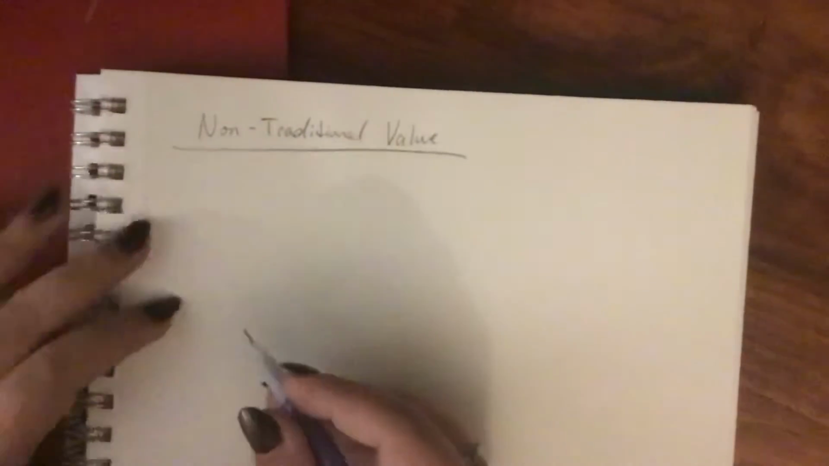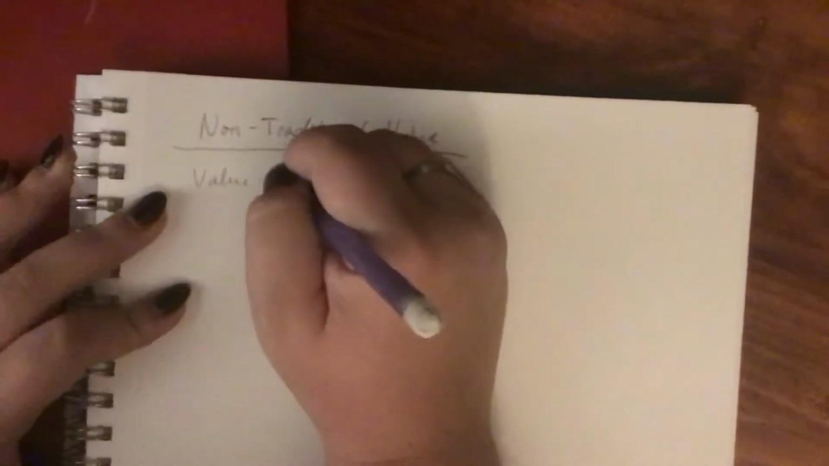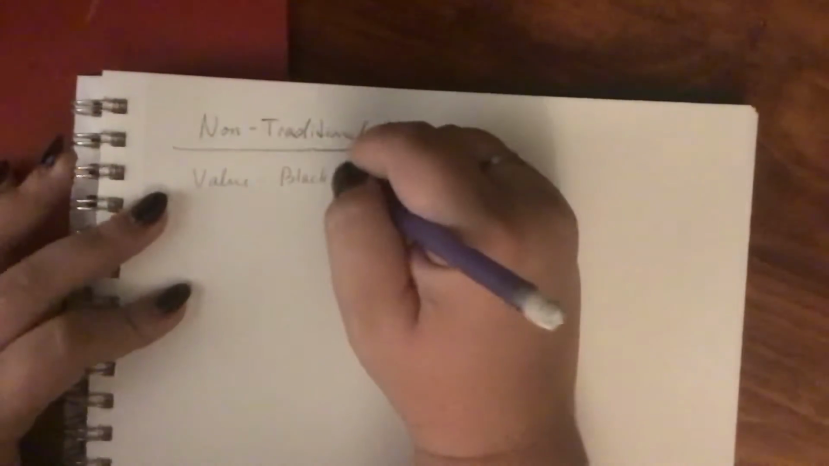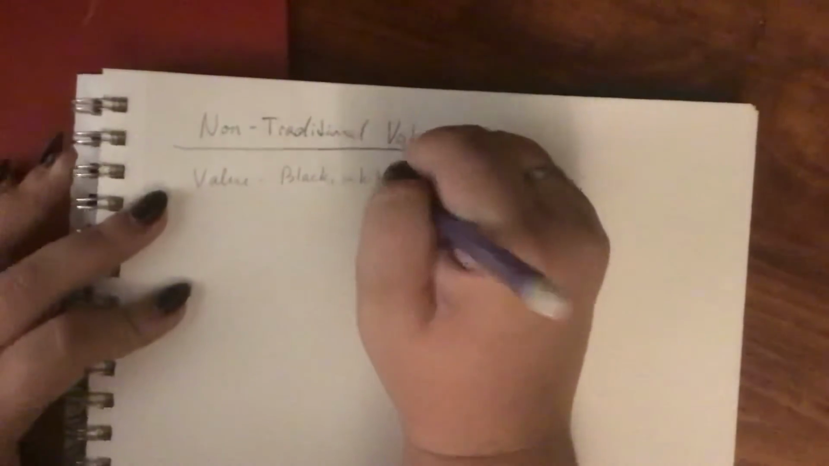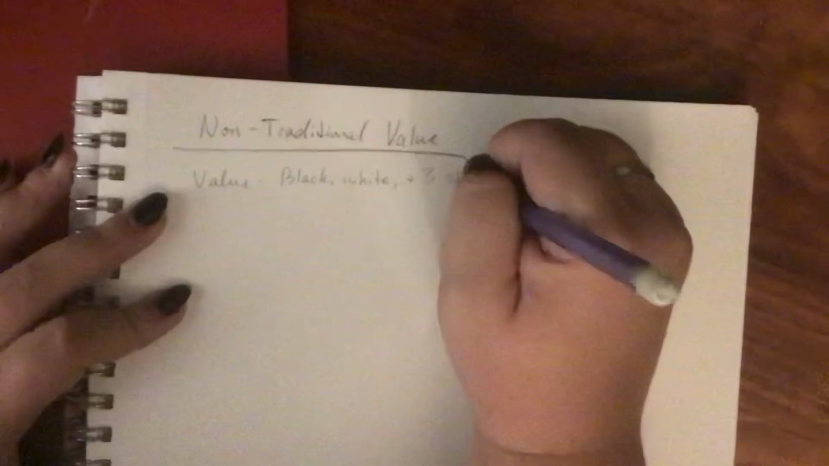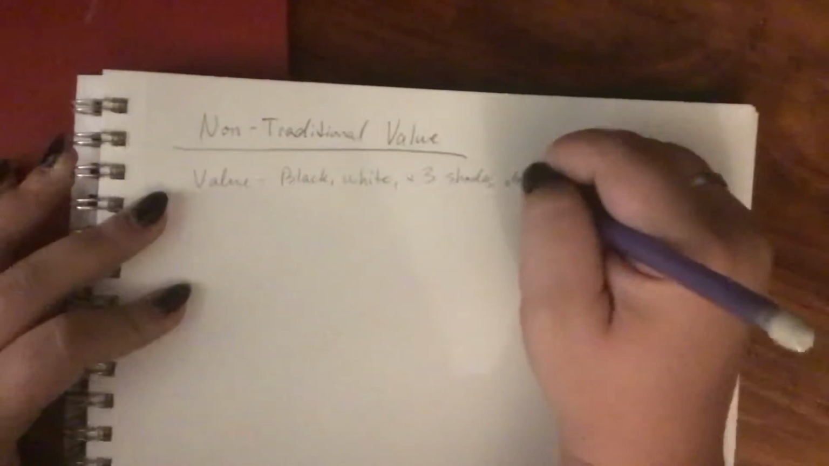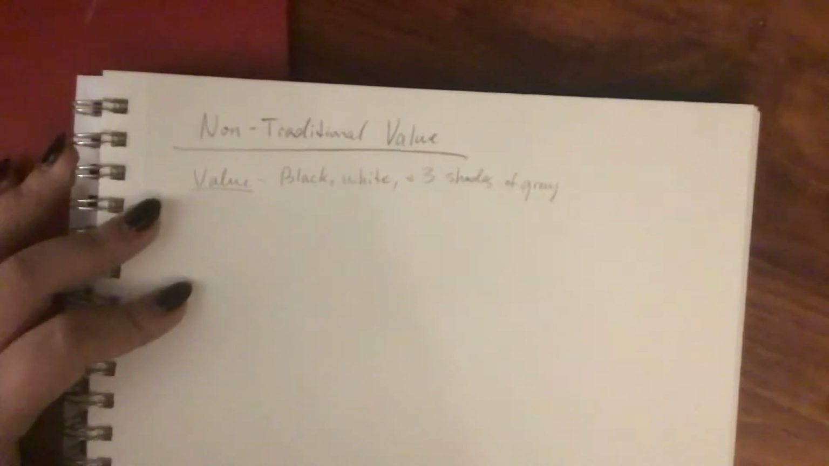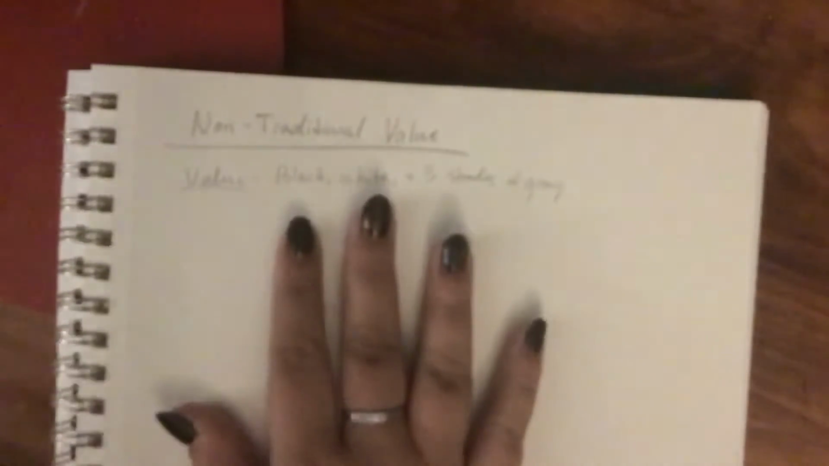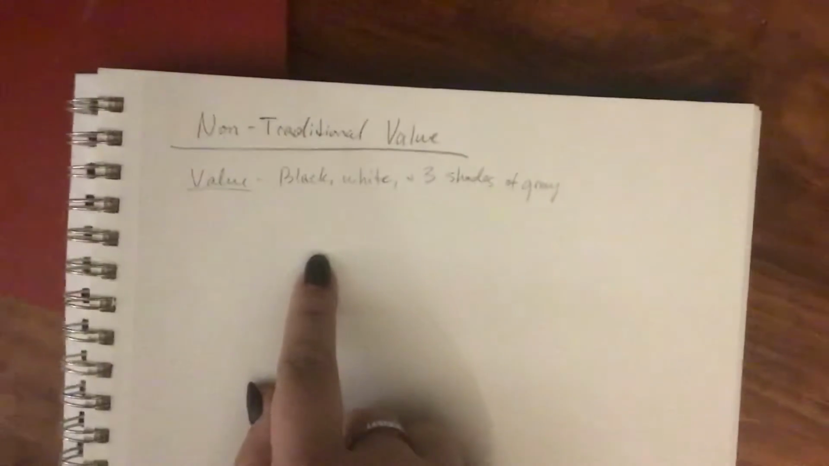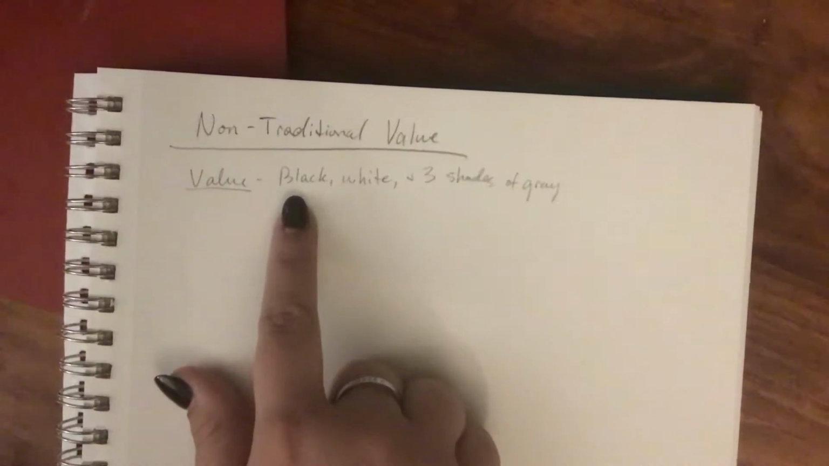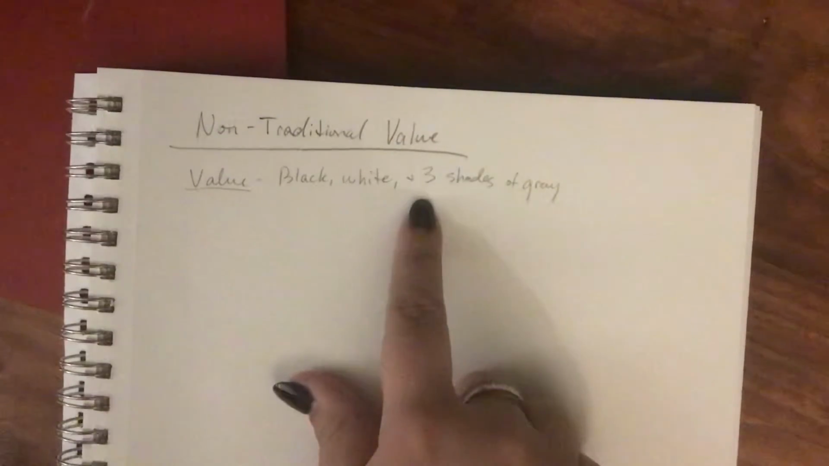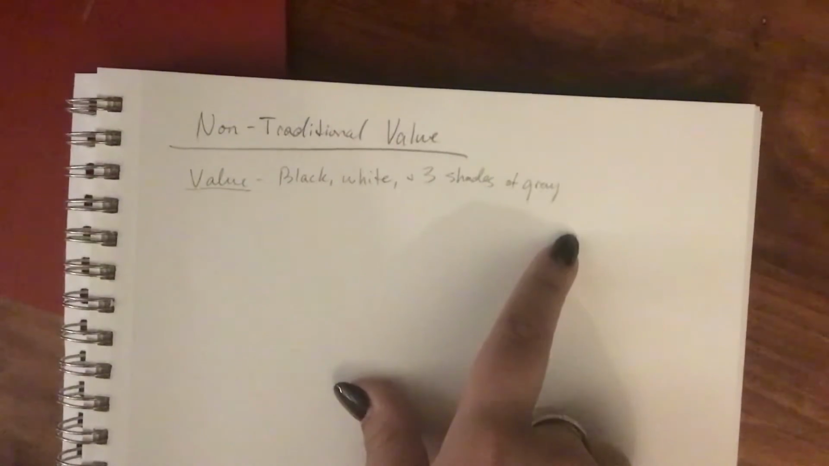Okay, so value. For the sense of what we're going to use value for in our classroom, it's going to be a black, a white, and 3 shades of gray. A black, a white, and 3 shades of gray. And what that means is your white value, you will already have it because the paper that you're drawing on is white. We're going to make a really, really dark black, and then we will have 3 shades of gray, a light gray, a medium gray, and a dark gray.